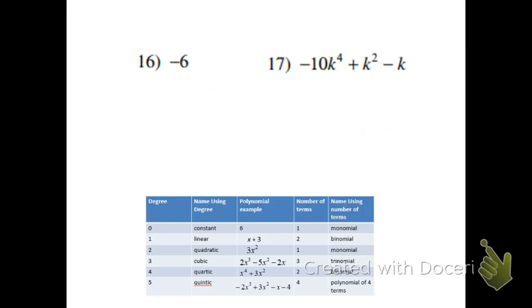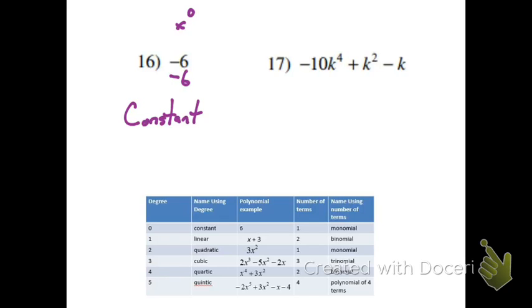Now, we have number 6. Now, this one gives a lot of people issues, but let's talk about it. It doesn't have any variable. So that would be like saying x to the 0 power here, if you remember from last semester. So this is just a constant, because there's no variable. Also, if you want to rewrite it, there you go.